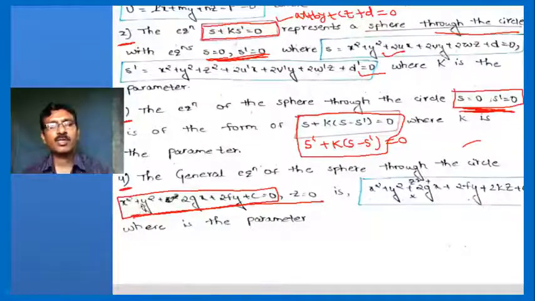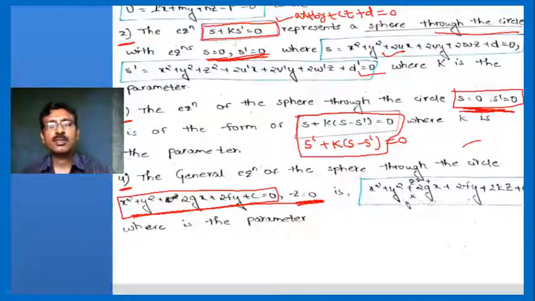When we cut a cylinder by a plane, we may get a circle or an ellipse. Here we get a circle, which is denoted by the equation of the cylinder and also a plane. This is a particular case.